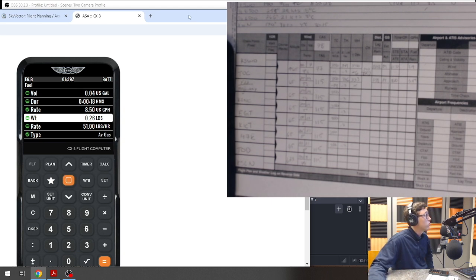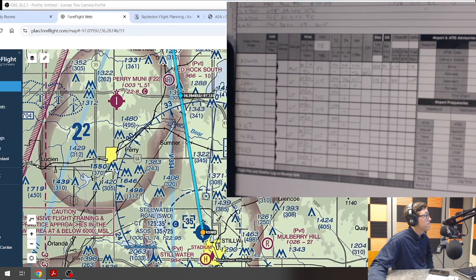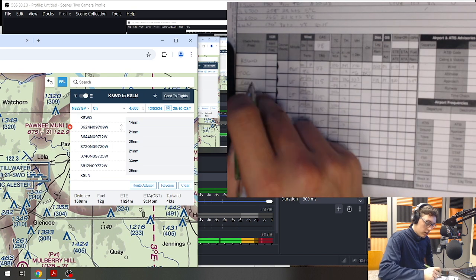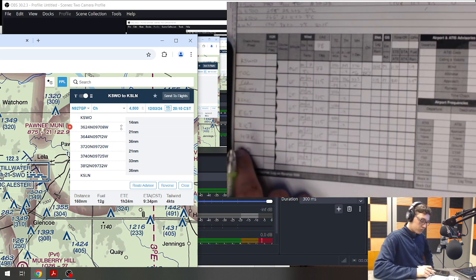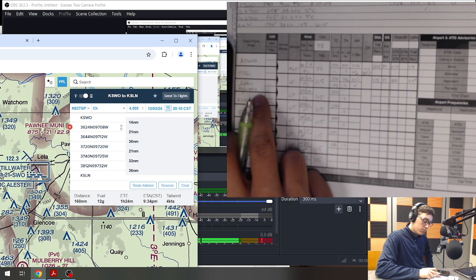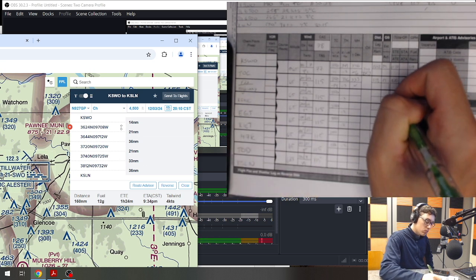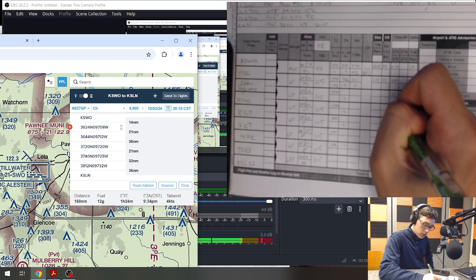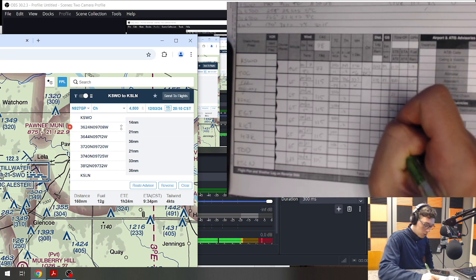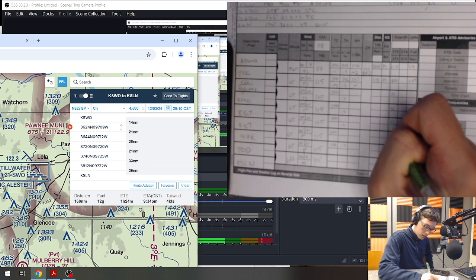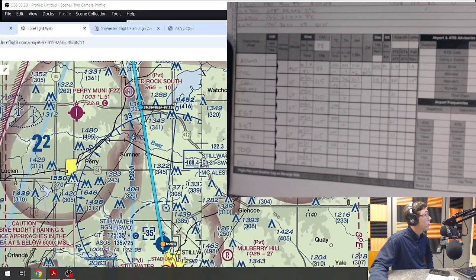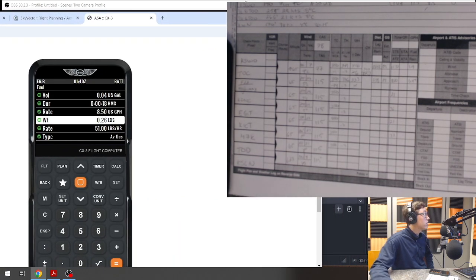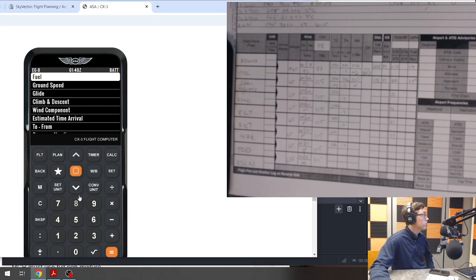Let's go to ForeFlight one more time. Let's get our other distances. Next leg, from Perry to Ponca, it's going to be 21 nautical miles, 21. Next one's going to be 36. Next one is going to be 21, and then 33. Now we can just click along on our calculator here, and we'll get that done. Let's go to flight.